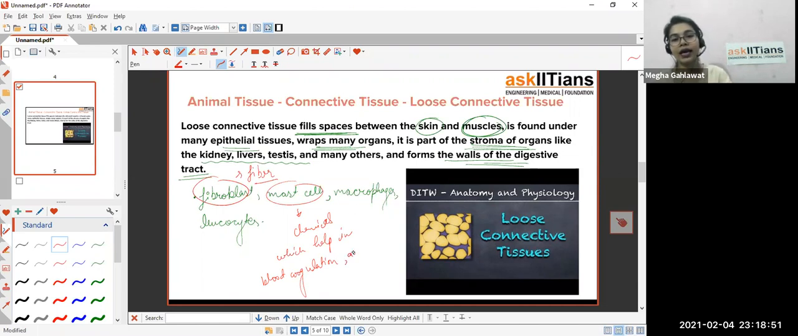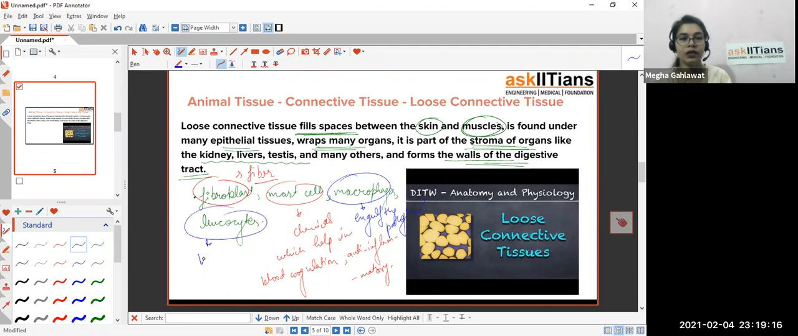Okay. And anti-inflammatory, which basically avoids the inflammation or swelling in a particular part. And then the macrophages go ahead with engulfing the pathogens. And then the leukocytes, which basically are the WBCs. Okay, what are these? WBCs.